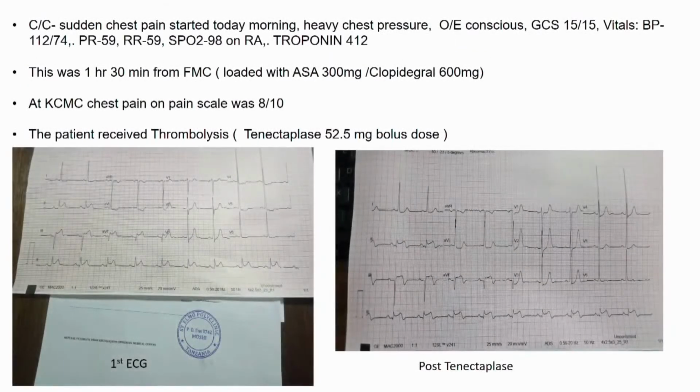So back to the case now. This patient basically had a sudden chest pain that started in the morning. He was conscious, his Glasgow was okay, and these vitals were from upcountry. The troponin at first hour was 412, which is obviously raised. This was 1.5 hours from the first medical contact. The patient was loaded, and I was very impressed with this clinic that loaded the patient and sent him to KCMC.